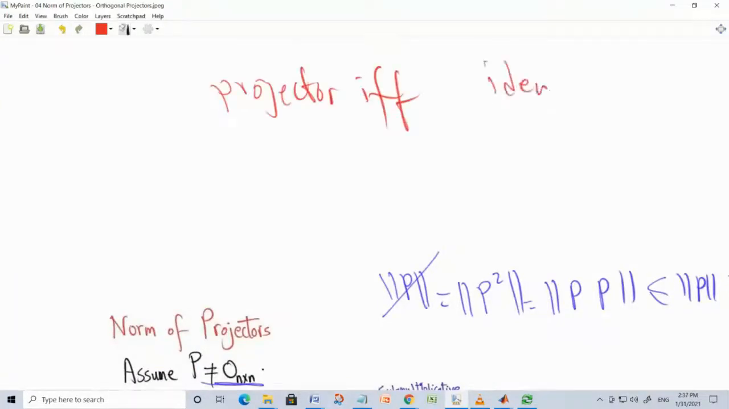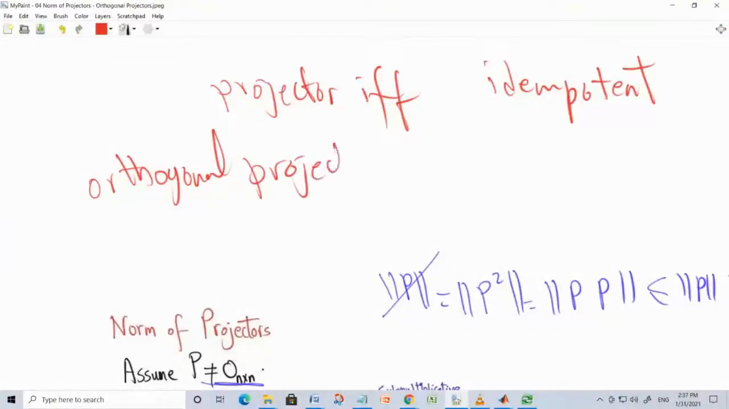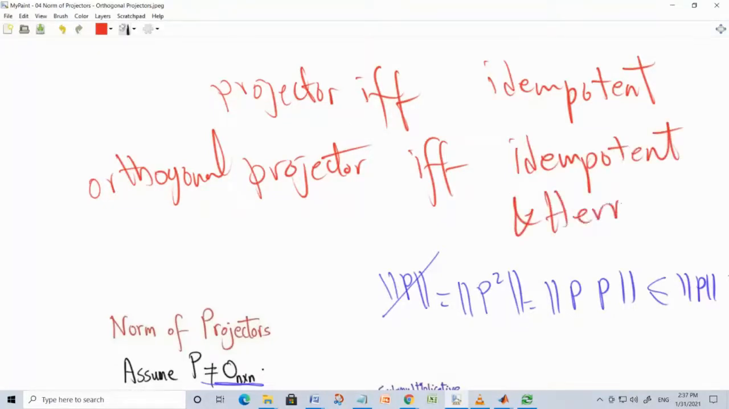Again, projector if and only if idempotent, and orthogonal projector if and only if idempotent and Hermitian. Keep this in mind, very important. Whenever you deal with a projection matrix, keep this in mind. Generally, projector if and only if idempotent. If you want the special case of orthogonal projectors, then you need also the matrix to be Hermitian.